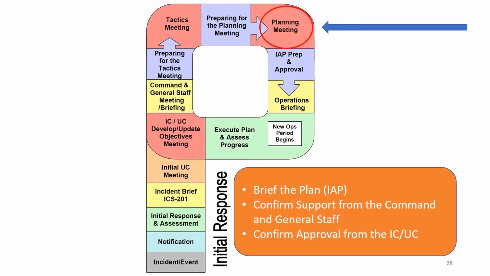Big meeting, planning meeting. This is the meeting that everybody attends. Operations section chief will present the plan. Everybody else must agree to support the plan or not agree if they find reasons not to. And upon securing support of the plan from all members of the command and general staff, incident commander will agree to approve the plan.